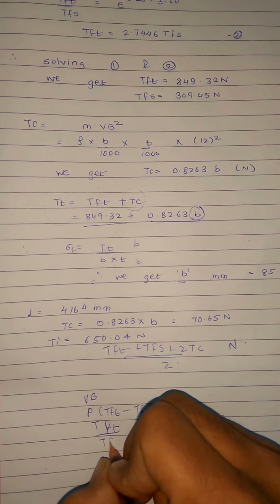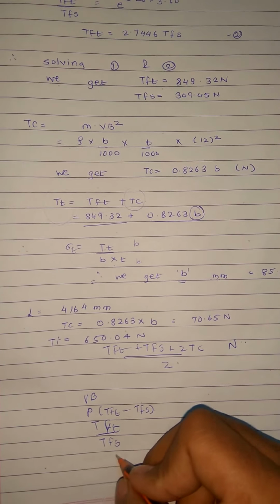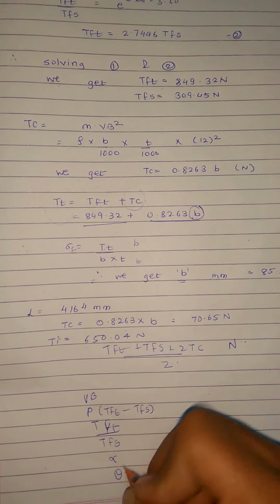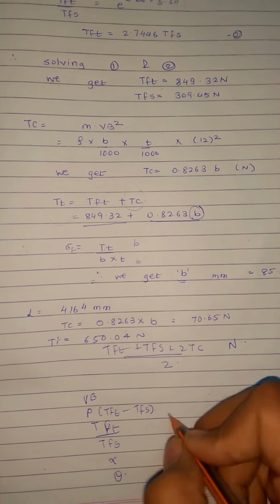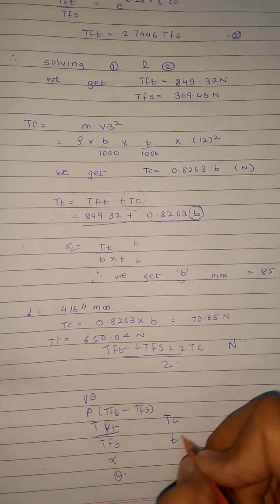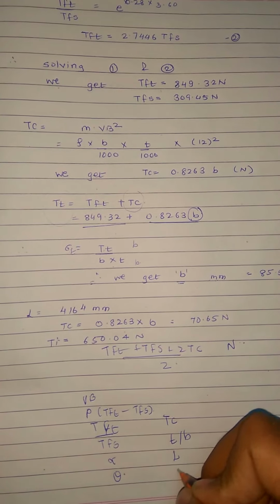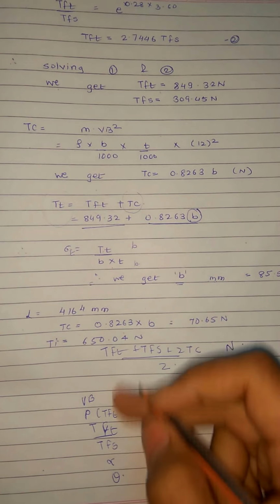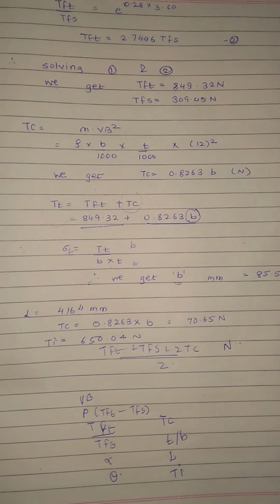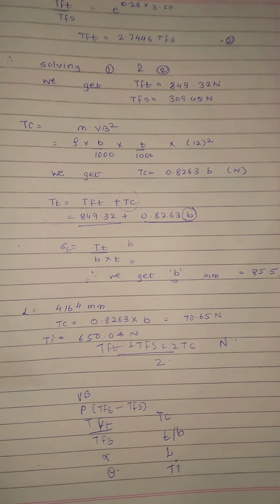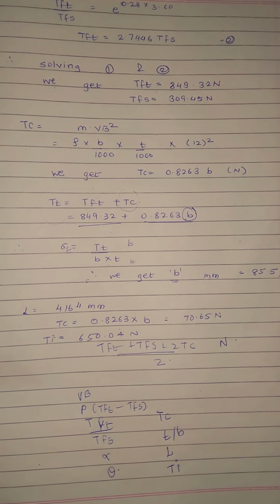TFT upon TFS, again we find out alpha, we find out theta. Then we find out these two values, TC. From this TC, T or B, then we find out L and we find out TI. So this is the procedure to be followed. Do not change or mix up the steps. It is a pretty easy sum. Be careful and solve it properly.